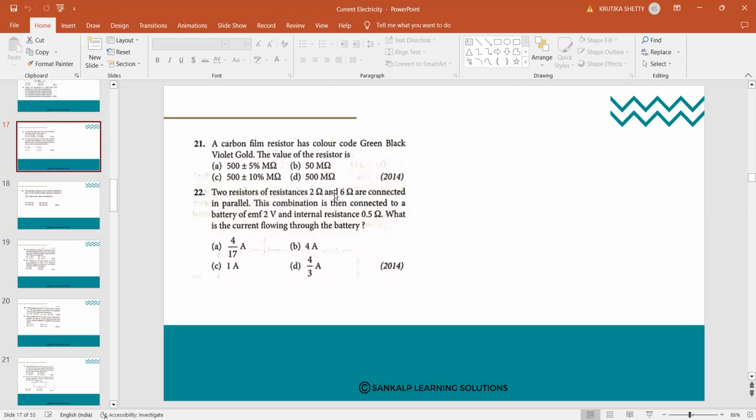Two resistors of resistance 2 ohm and 6 ohm are connected in parallel. This combination is then connected to a battery of EMF 2 volt and internal resistance 0.5 ohm. What is the current flow through the battery?